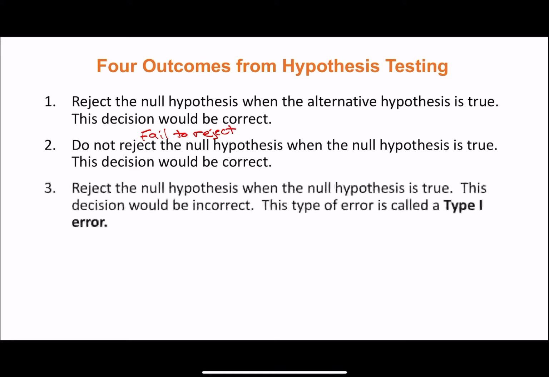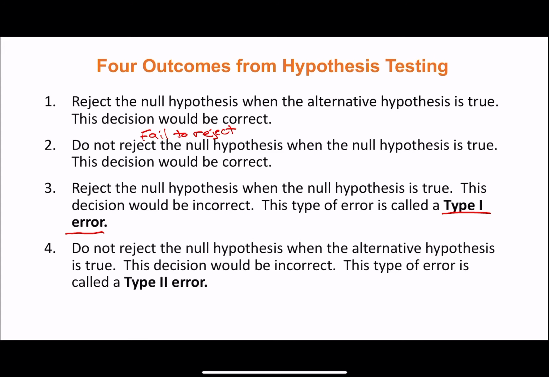We reject the null hypothesis when the null hypothesis is true. This decision would be incorrect. This is a type 1 error. So if the null hypothesis is true, but we reject it, then it is a type 1 error.